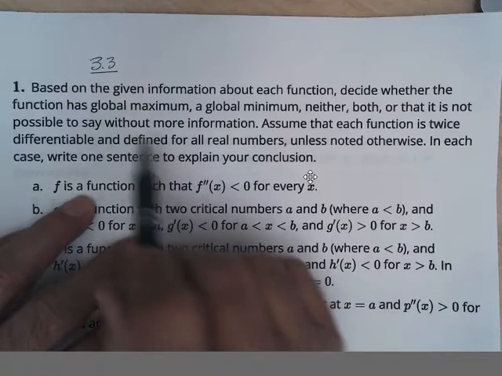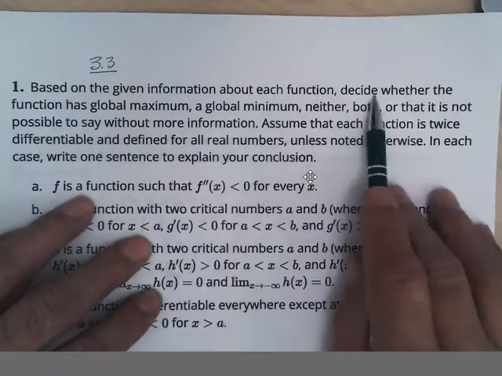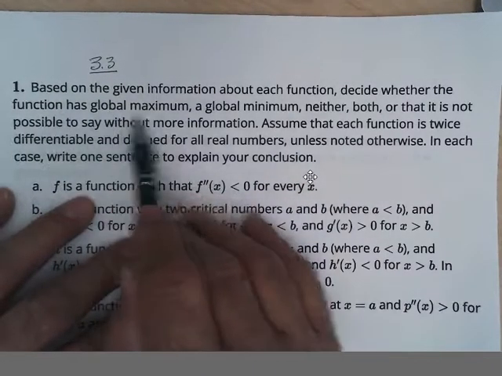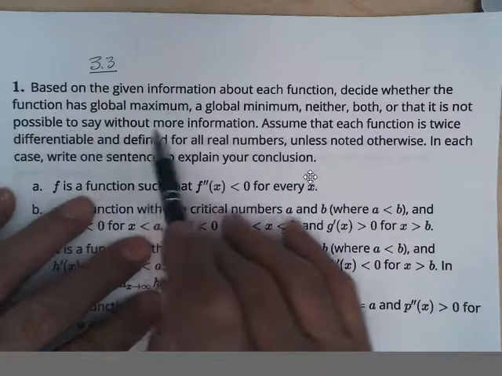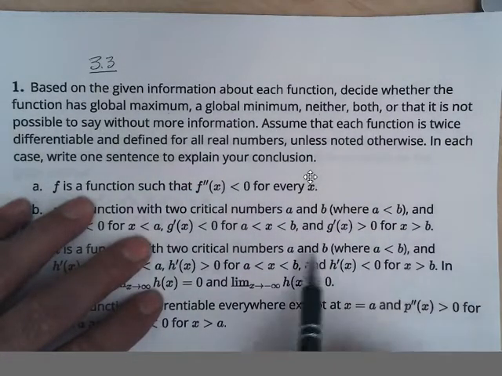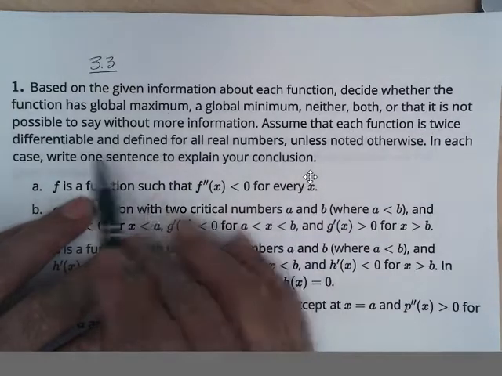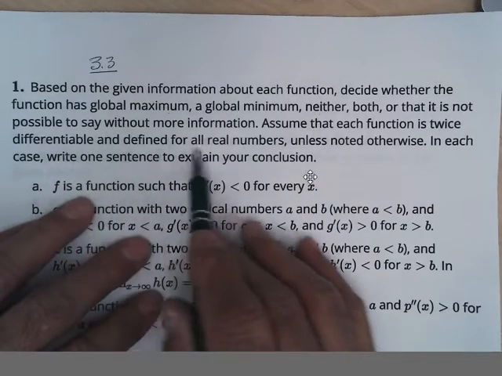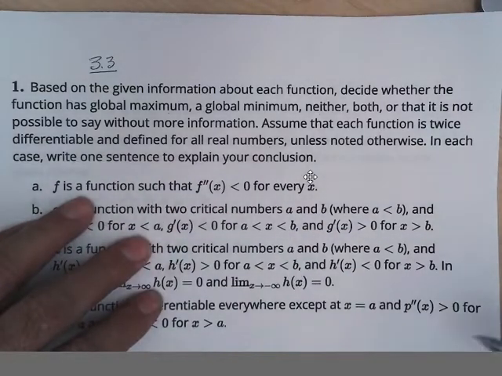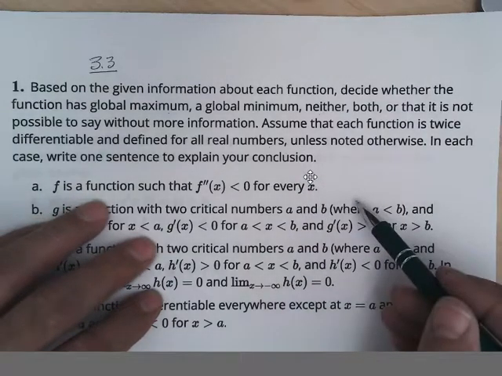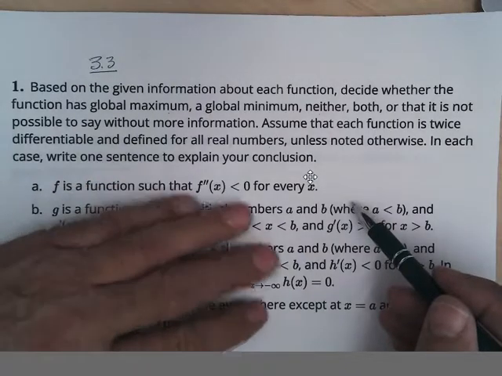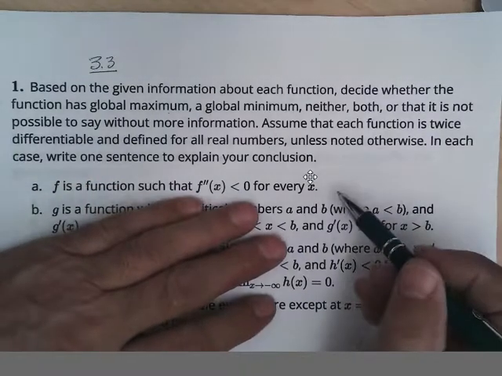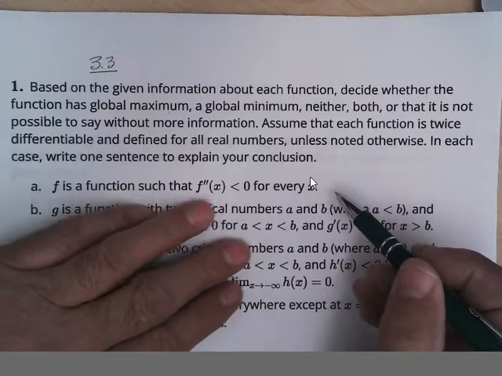Based on giving you information about a function, decide whether the function has a global max or a global min, neither, both, or it is not possible to say with the information. Assume that each function is twice differentiable and defined for all real numbers, so you can take the first derivative and the second derivative. In each case, write one sentence to explain your conclusion. Well, I'm not going to write the sentence, but I'm going to try to explain it so that you can write the sentence.